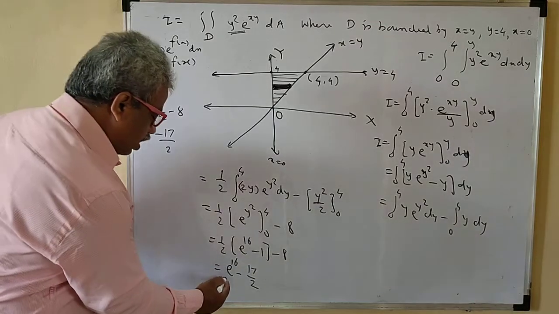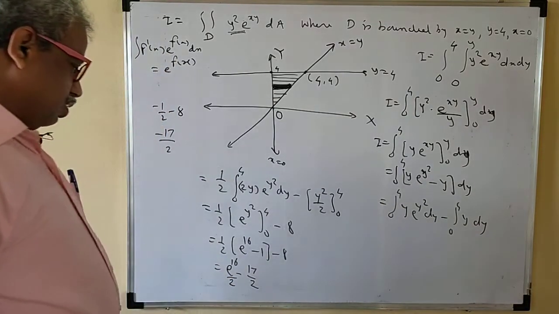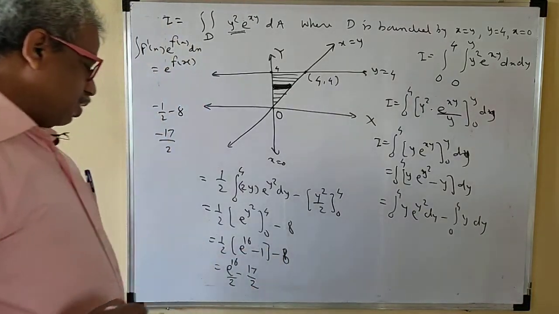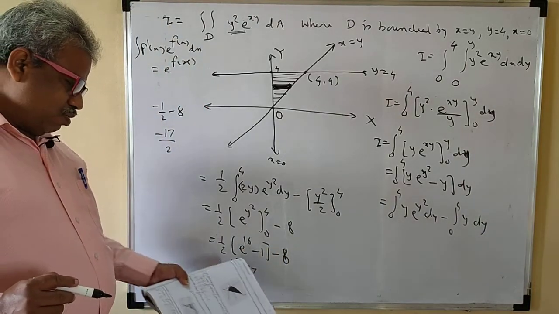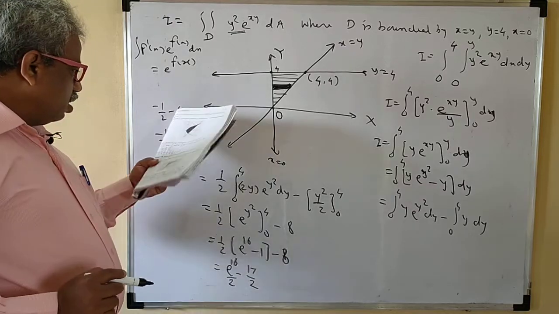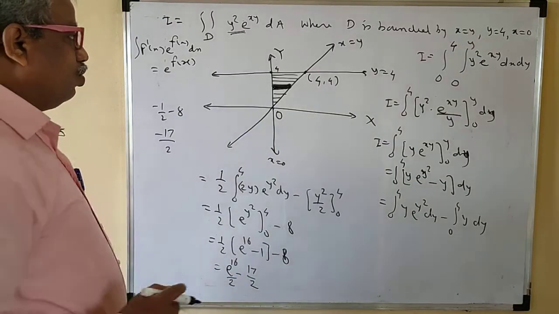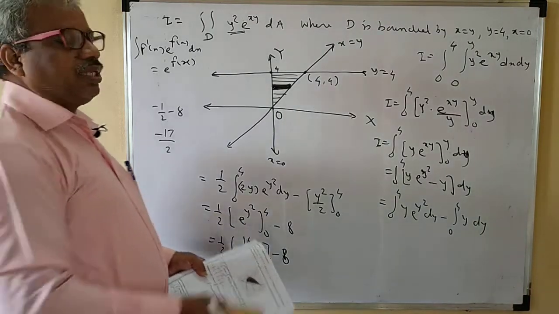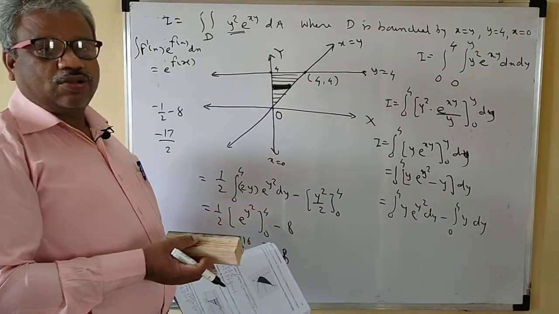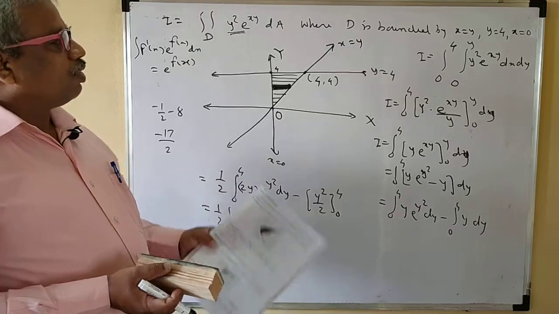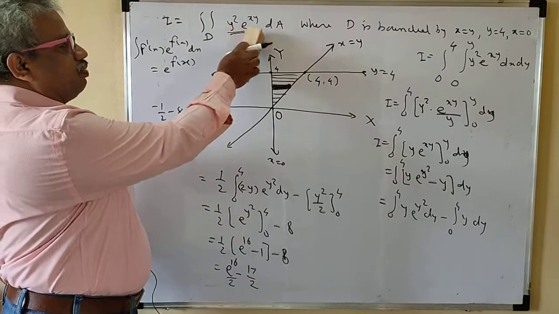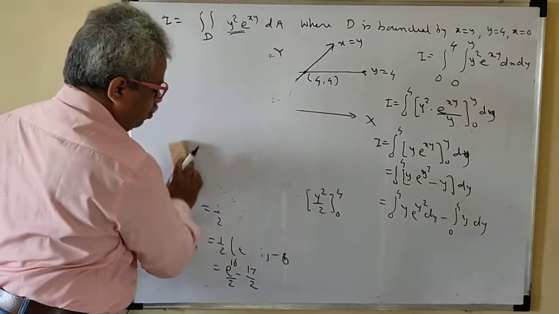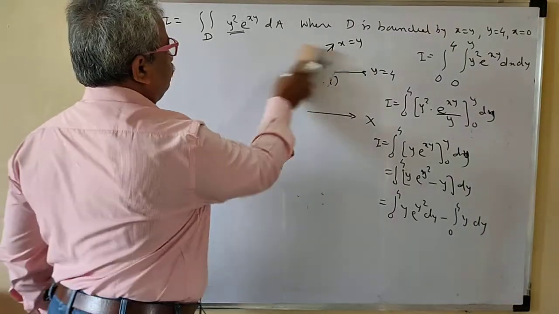So e raised to 16 upon 2 is there. Okay, so this is 8. So e raised to 16 upon 2 minus half minus 8 is minus 17 by 2. So the problem is over. If you want to draw the strip parallel to the y-axis, you can draw, but you have to use the by parts. Substitution is not available for this one, y square. So you need to use the by parts only.